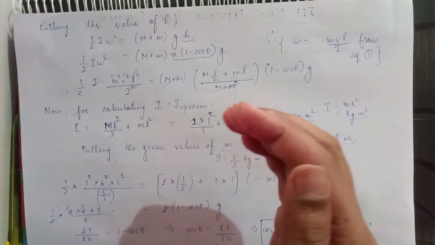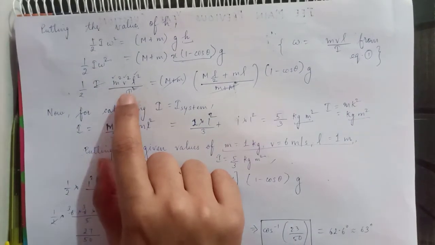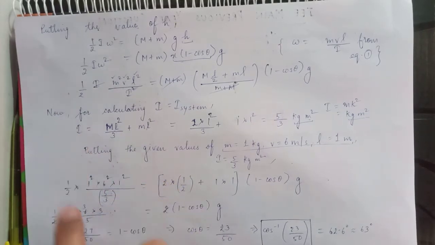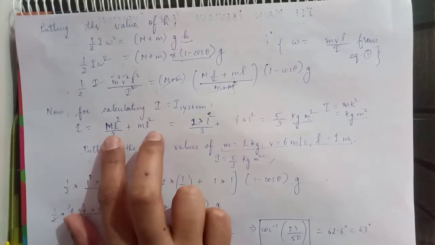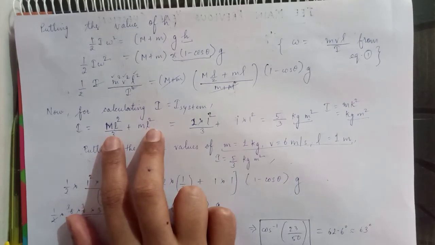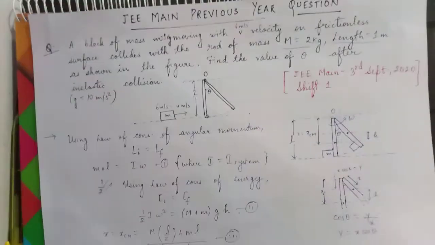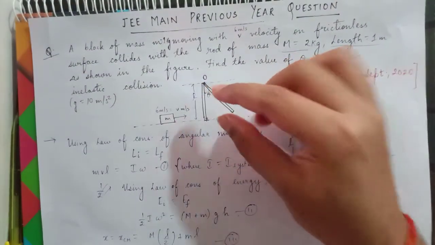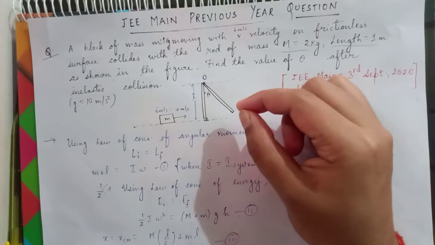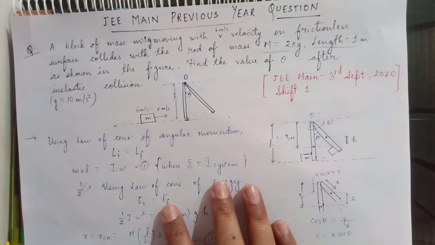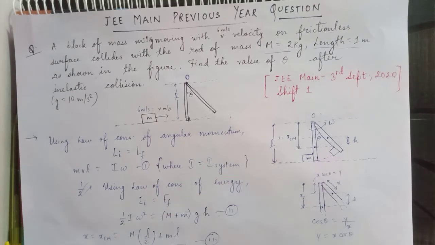After that we have to find out the moment of inertia of the system. Okay, so how can we find that? We can find it by adding the moment of inertia of the rod and the moment of inertia of the block about the point of rotation. What is the moment of inertia of the rod about the point of rotation? It's 1/3 ML square. You must know that to find the moment of inertia of any rod about its end, the formula is 1/3 ML square.